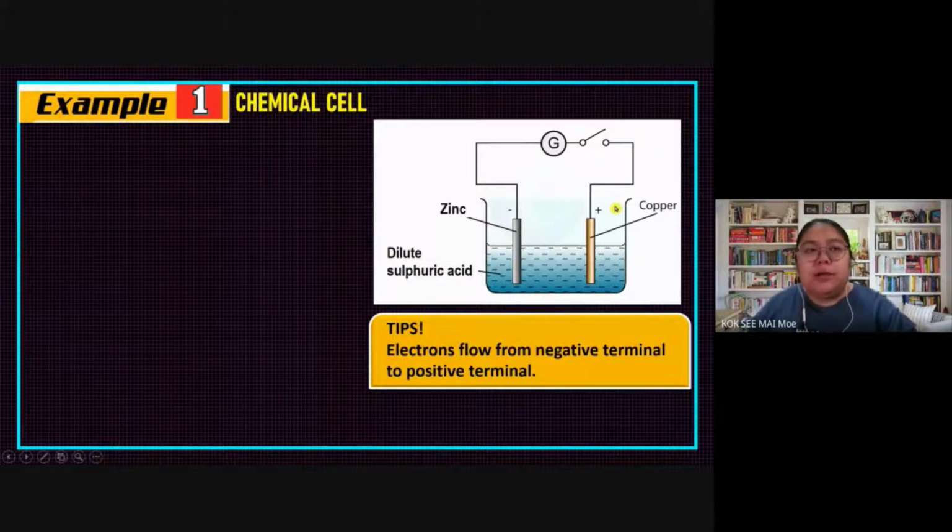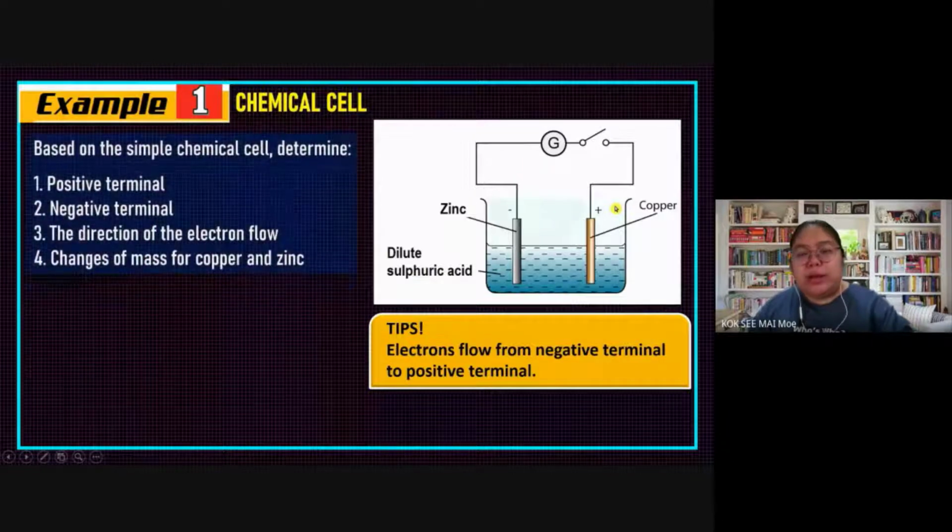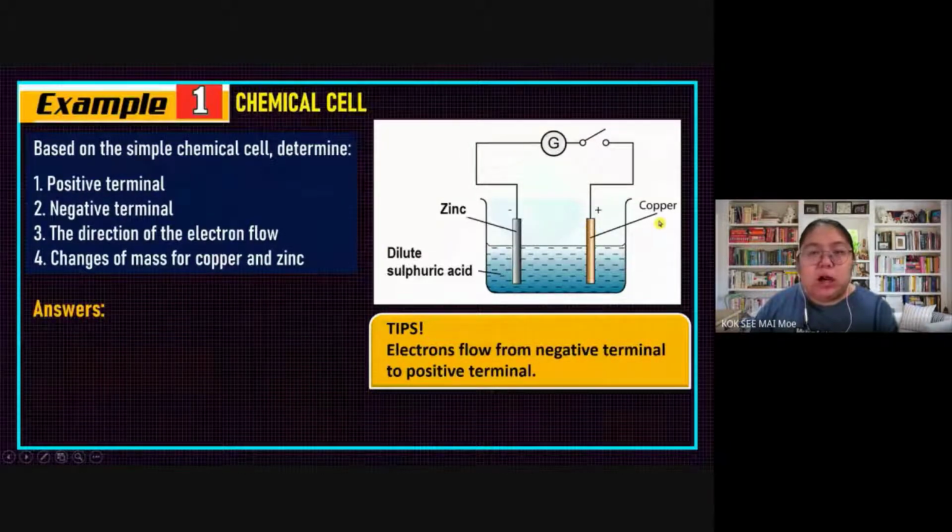Okay, so from here, we need to look at the question. This one is one of the questions. Based on a simple chemical cell, we determine the positive terminal. Everybody knows, here they already labelled. So the positive terminal is surely copper. Okay, copper.